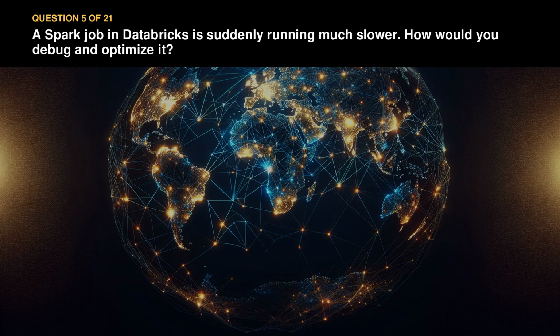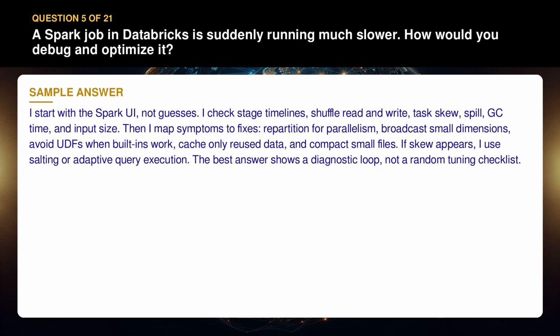Question 5. A Spark job in Databricks is suddenly running much slower. How would you debug and optimize it? I start with the Spark UI, not guesses. I check stage timelines, shuffle read and write, task skew, spill, GC time, and input size. Then I map symptoms to fixes: repartition for parallelism, broadcast small dimensions, avoid UDFs when built-ins work, cache only reused data, and compact small files. If skew appears, I use salting or adaptive query execution. The best answer shows a diagnostic loop, not a random tuning checklist.